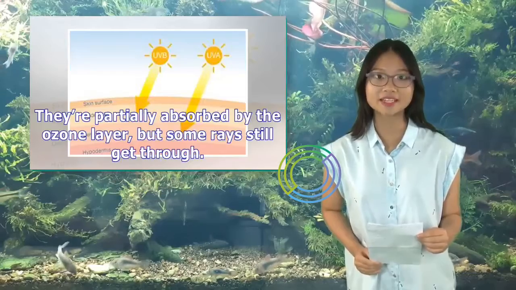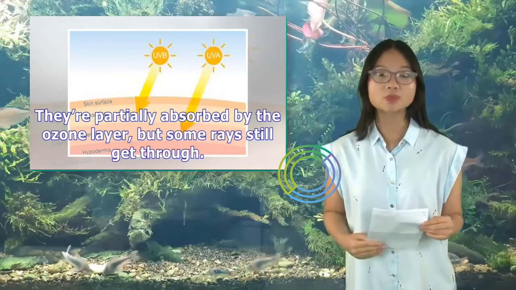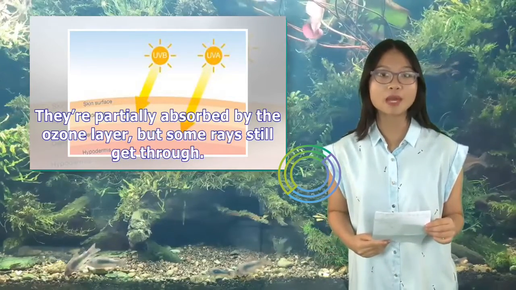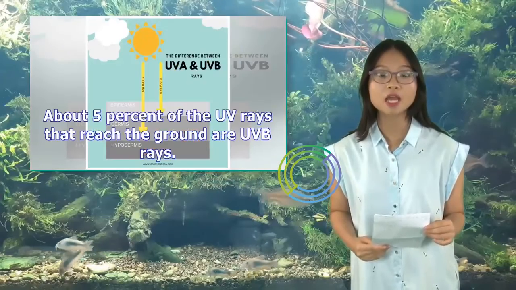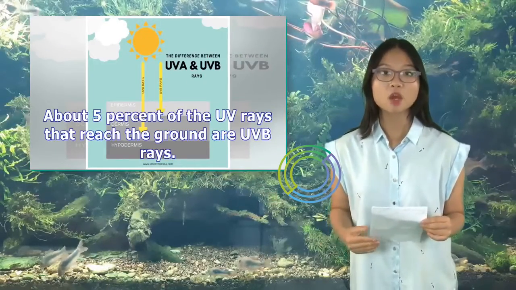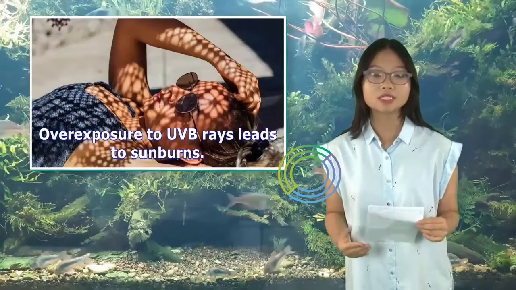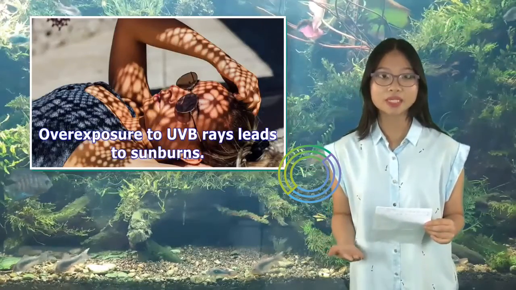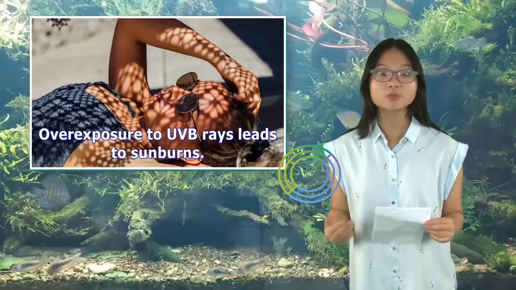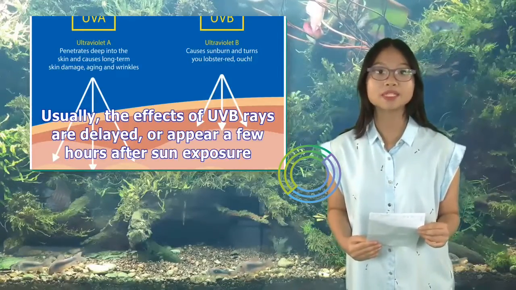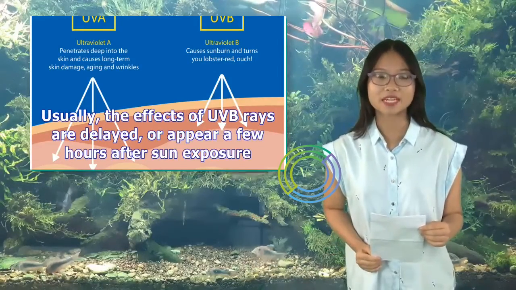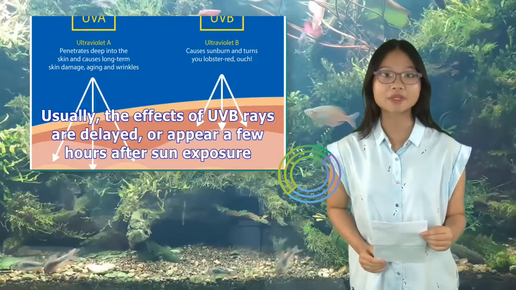They're partially absorbed by the ozone layer, but some rays still get through. About 5% of the UV rays that reach the ground are UVB rays. Overexposure to UVB rays leads to sunburns. Usually, the effects of UVB rays are delayed, or appear a few hours after sun exposure.